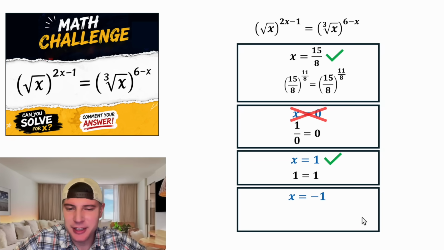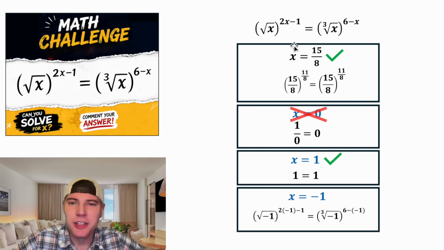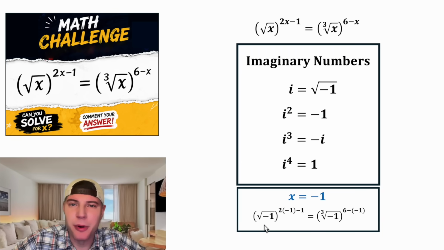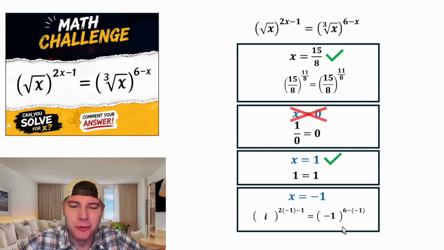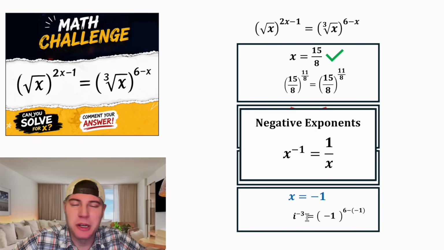And now let's try x equals negative 1. So in the place of all these x's, let's plug in negative 1. Using these notes right here, we can call the square root of negative 1 i, and the cube root of negative 1 is equal to negative 1. Now in this exponent, 2 times negative 1 is equal to negative 2, and negative 2 minus 1 is negative 3. So on the left-hand side, we have i to the power of negative 3, and the negative exponent means we can put it on bottom, so this is 1 over i cubed.